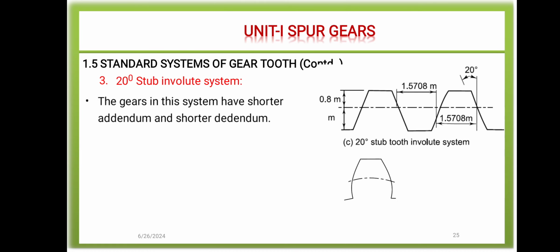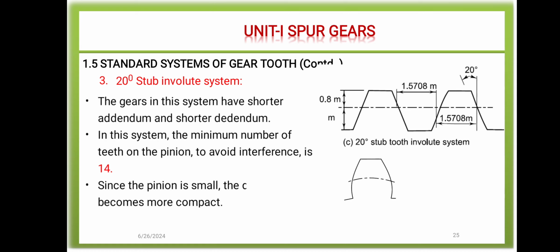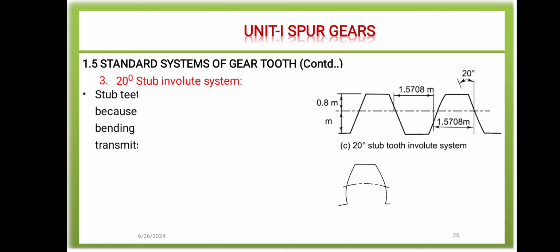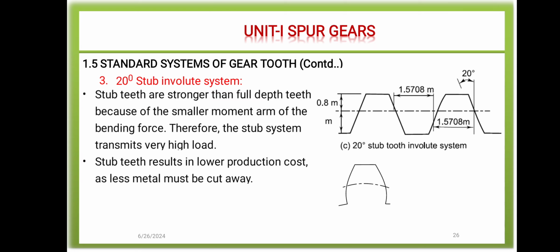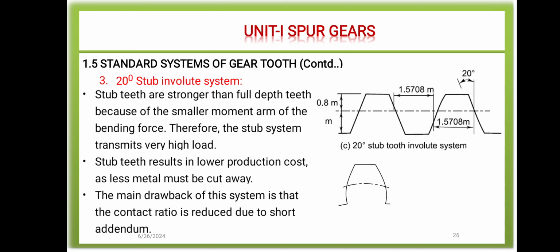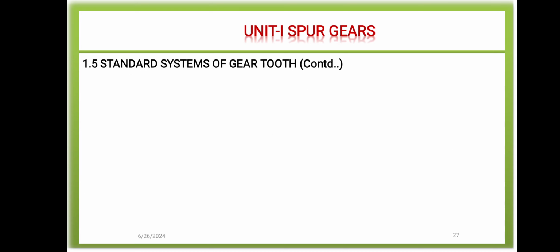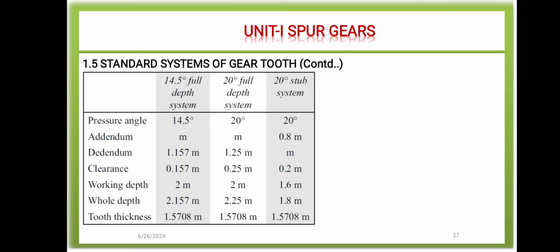The gears in this system have shorter addendum and shorter dedendum. Normally we use the first two systems, that is 14.5 and 20 degrees full depth involute. In very special or exceptional cases, we deal with the 20 degrees stub involute system. So these are the ranges of addendum, dedendum, clearance, working depth, whole depth, and tooth thickness given for these three types of systems.